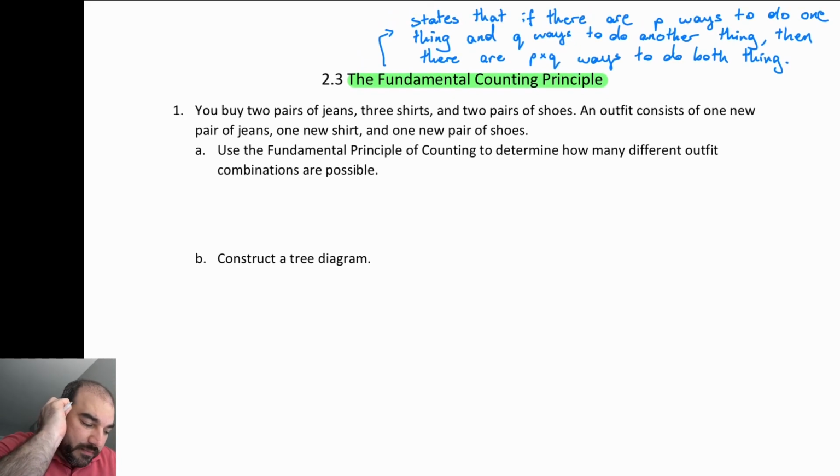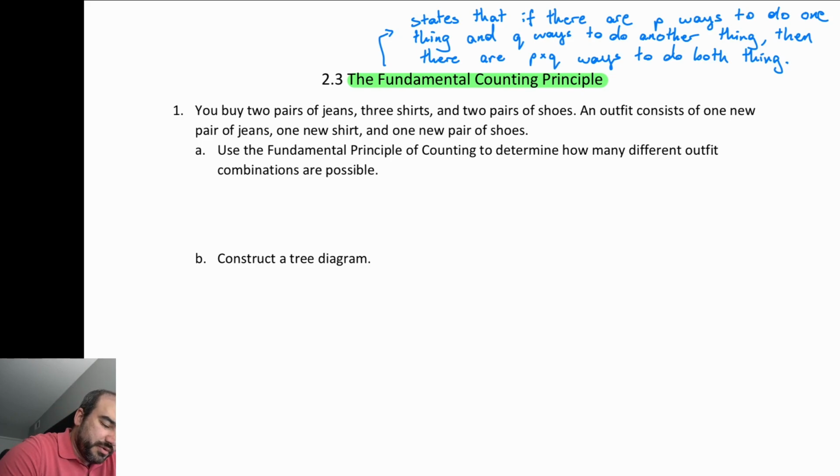And I'll do this example with you to show you why this product property works for the fundamental counting principle. Essentially, it comes down to if you were to list every single possible outcome for the two events, you'll end up with this product. So, the question says you buy 2 pairs of jeans, 3 shirts, and 2 pairs of shoes. An outfit consists of 1 new pair of jeans, 1 new shirt, and 1 new pair of shoes. Use the fundamental counting principle to determine how many different outfit combinations are possible.